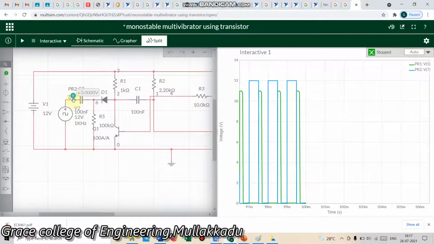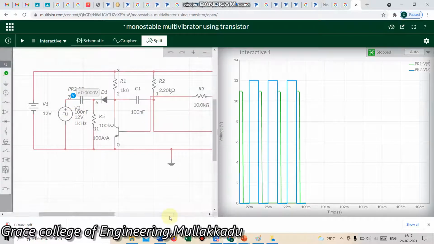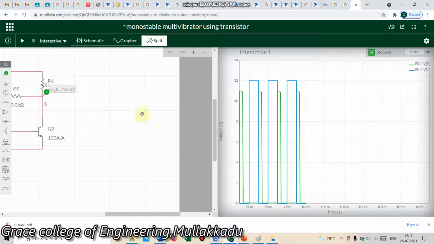See, this is the square pulse which we are giving to the transistor, and the green terminal indicates the output of Q2, how the square pulses are produced, and this square pulse is generated based upon the time constant RC value.